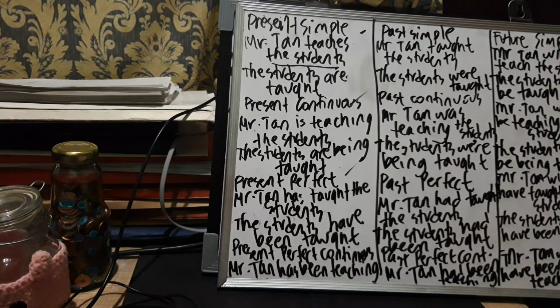For the future simple, Mr. Tan will teach the students. For the passive, the students will be taught. For the future continuous, Mr. Tan will be teaching the students. The passive is, the students will be being taught. Future perfect, Mr. Tan will have taught the students. The passive, the students will have been taught. And the future perfect continuous, Mr. Tan will have been teaching. So guys, this is now the complete patterns of the 12 tenses and the examples I made.